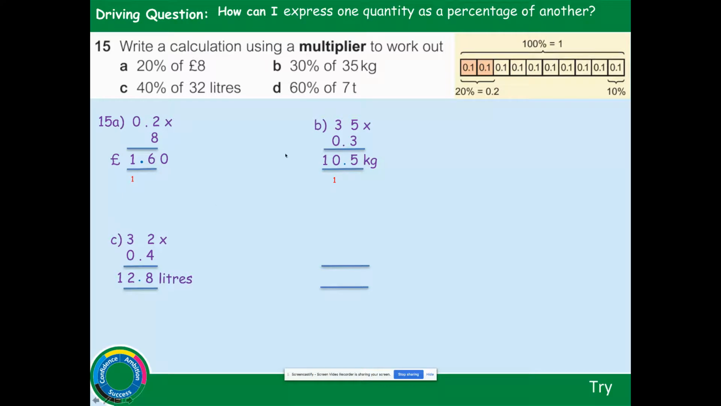So finally, 60% of 7 tonnes. So 1, 2, 3, 4, 5, 6. That would be 0.6 is my multiplier, times 7. I've swapped them around like I did for the first one here to put the 2 digits on top, because I'm only multiplying this 1 digit down here. So 6 times 7 is 42, carry the 4, and 0 times 7 is 0, but add 4 is 4. One decimal place in the question, one decimal place in the answer. So it's 4.2 tonnes.